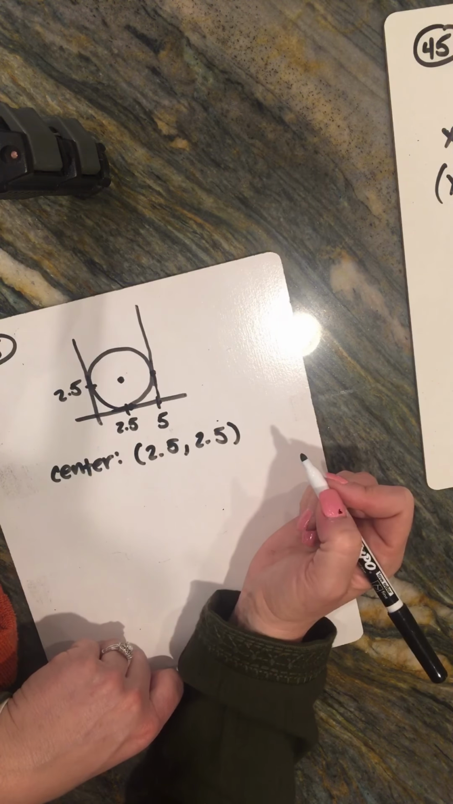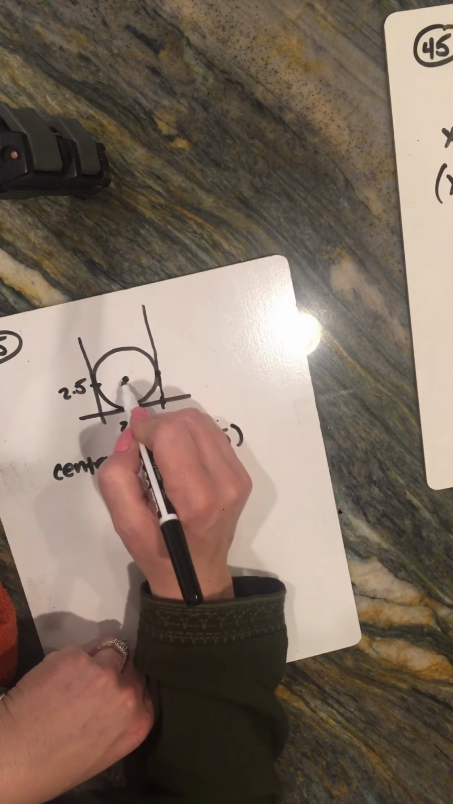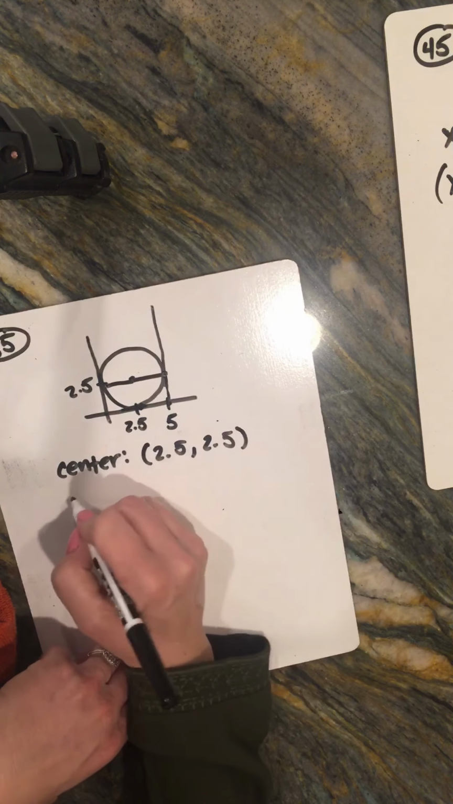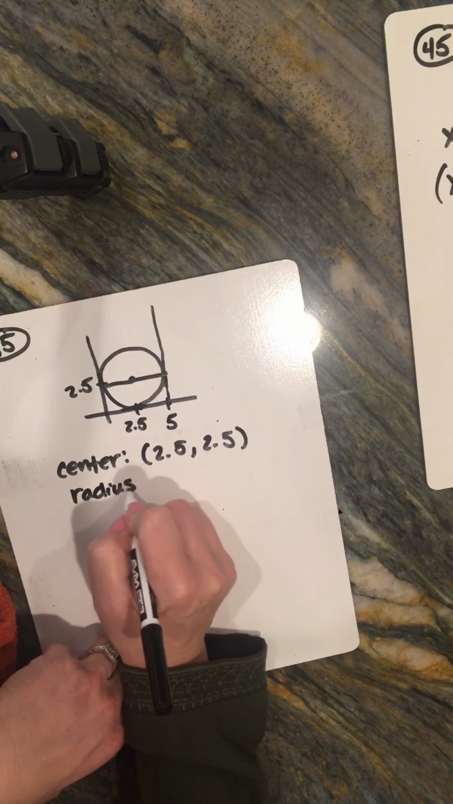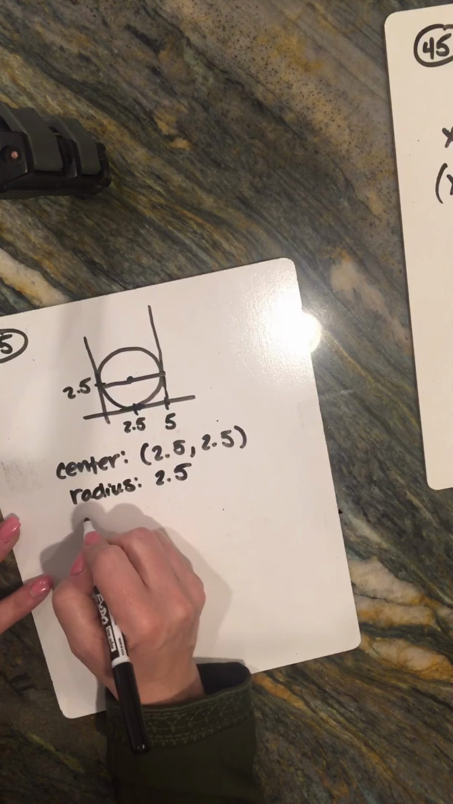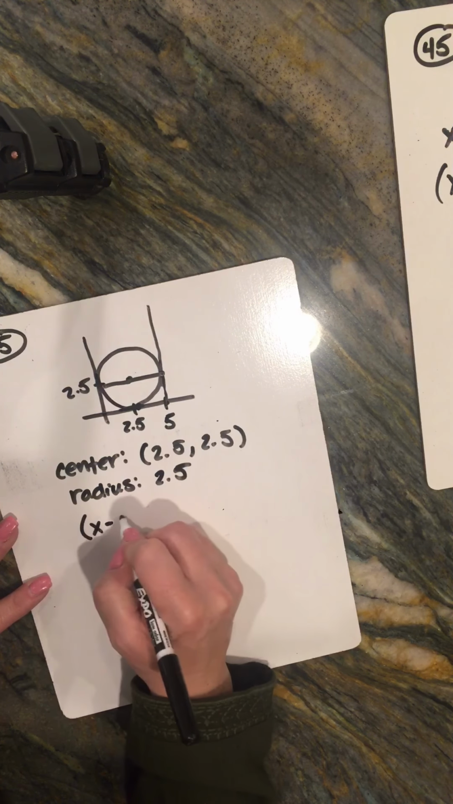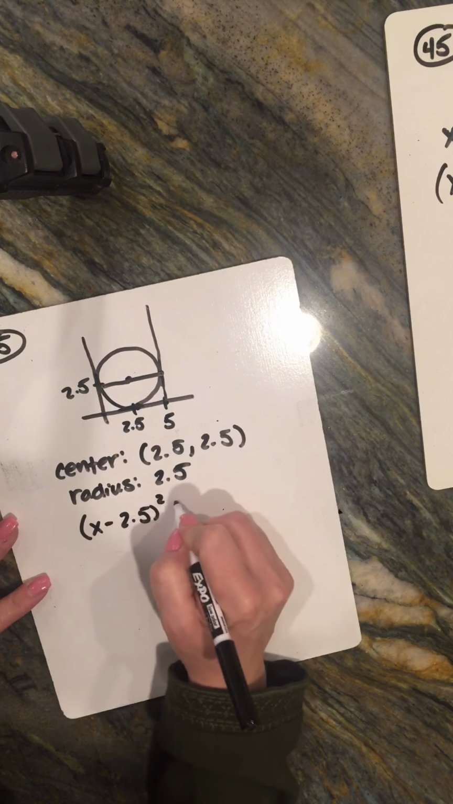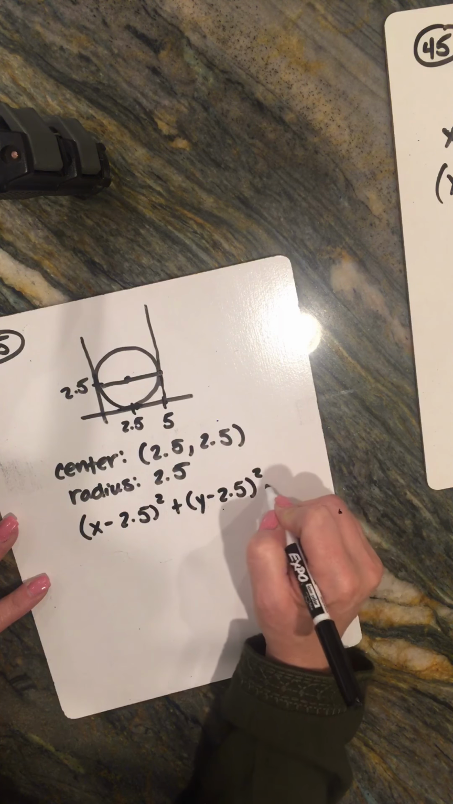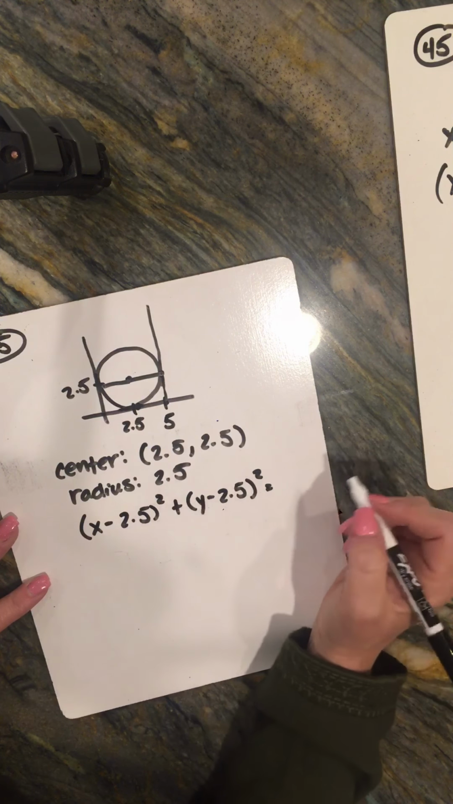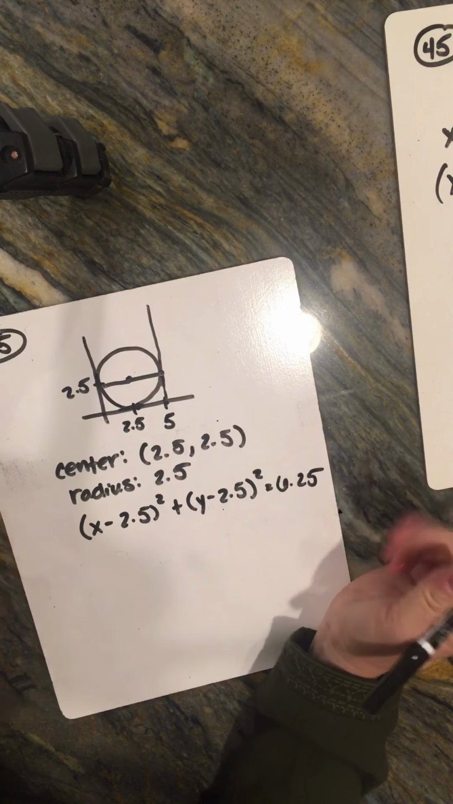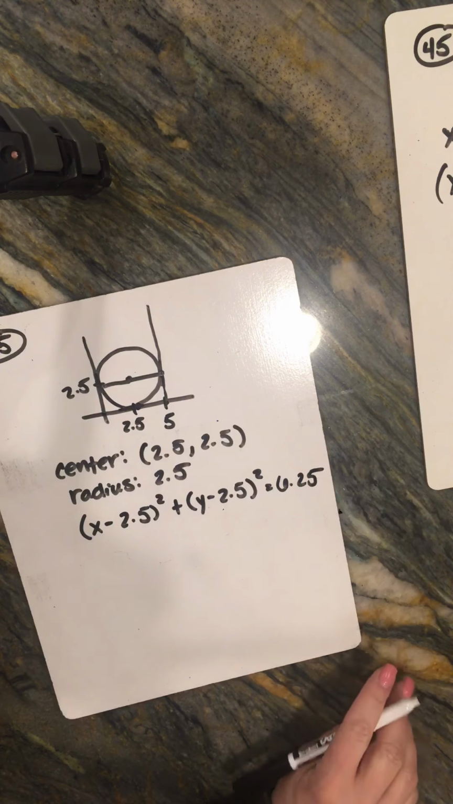And our radius is from the center over, so our radius is 2.5 units. So we can stick this into our equation of a circle. x minus h, quantity squared, plus y minus k, quantity squared, equals r squared. So 2.5 squared, so 6.25. There you go. Easier than you thought, I bet.